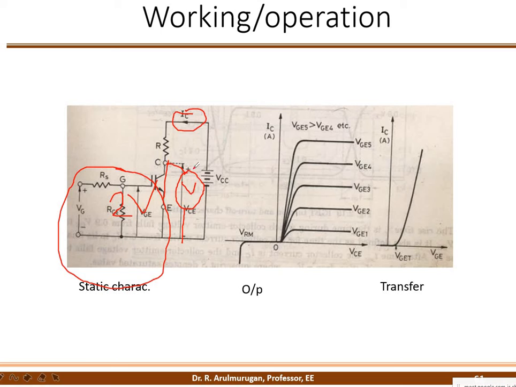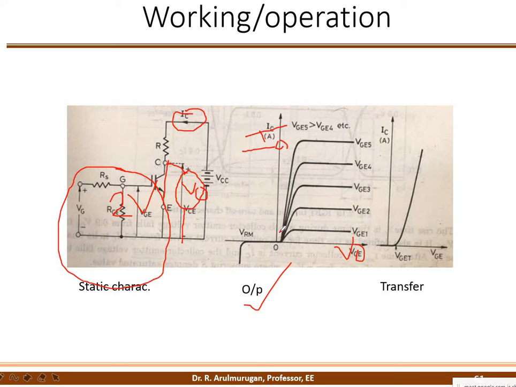You draw the output current versus the output voltage. That is called the output characteristics: output current versus output voltage. Once I apply the voltage, the switch is closed.